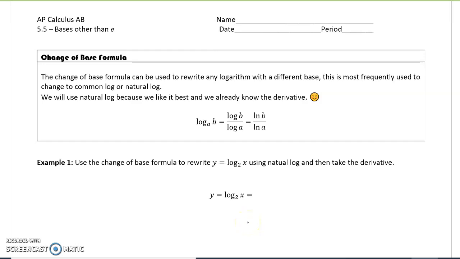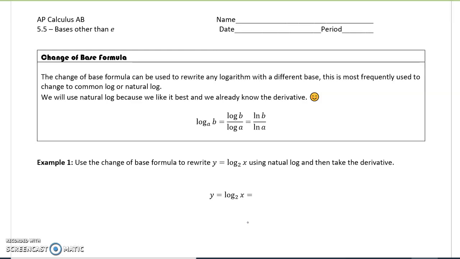So if you don't recall the change of base formula from back in the day, maybe Algebra 2, this is something that we can use to rewrite a logarithmic expression in another base. The reason we care about this is because if we were dealing with log base 2 of x, for example, we don't know how to take the derivative of log base 2 of x yet, but if we use the change of base formula, we can just rewrite this.